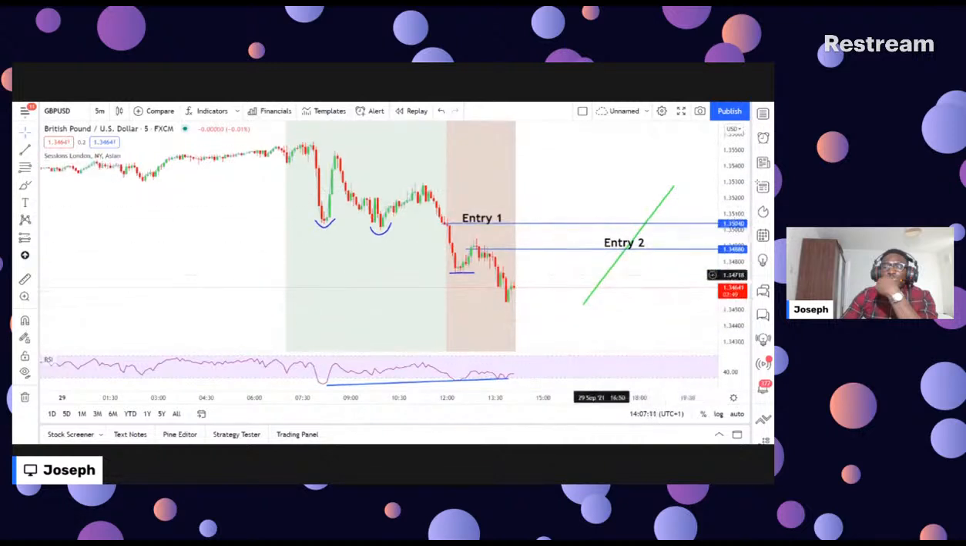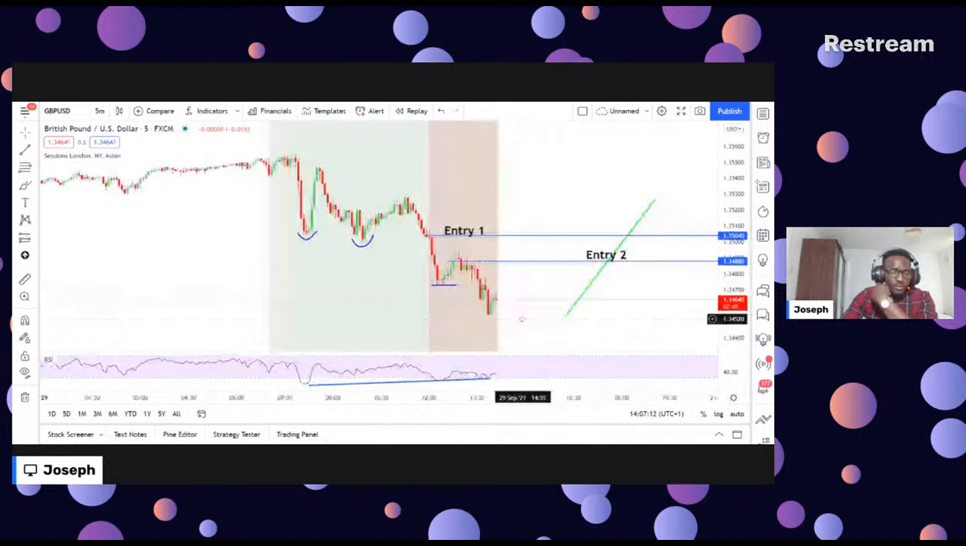This one I'm not expecting that much of a pullback. We could get a pullback on this daily time frame.